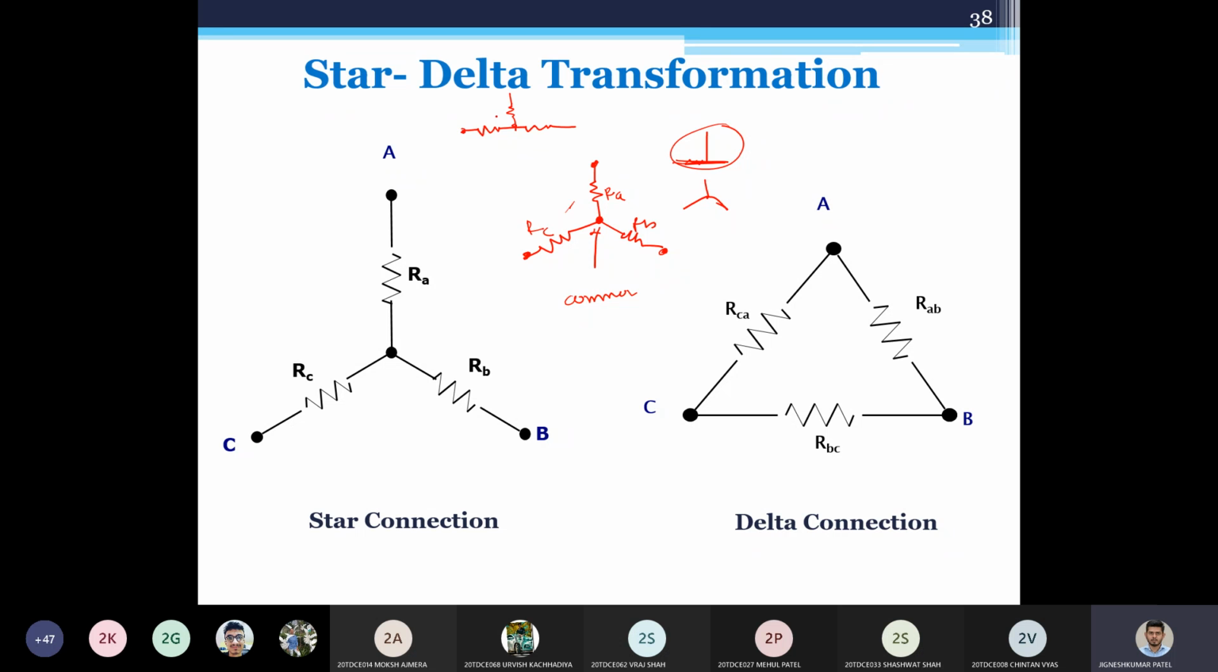The basic of the star is still there. There are three nodes, three resistances RA, RB, and RC, and all these three have one common connection at this point. So this is again a star. What is delta then? Delta is one in which there would be no common connection between all these three resistors. So there is only one way to connect it like that, and that is this.